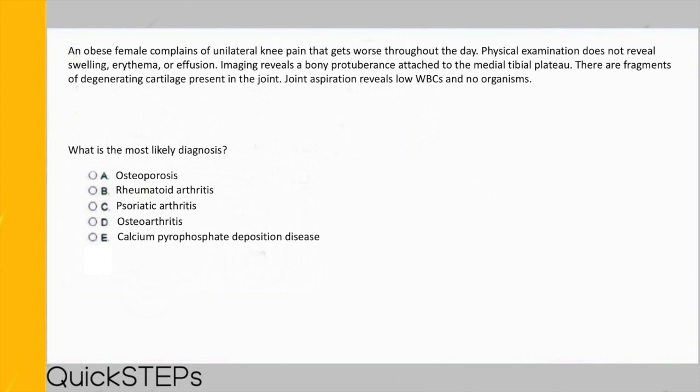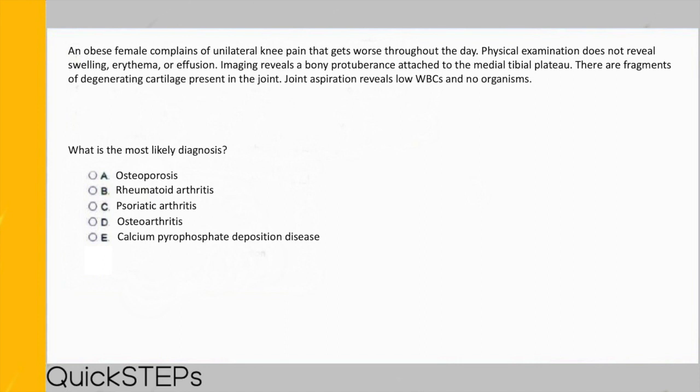What is the bony protuberance called? Well, it's an osteophyte, right? A bony outgrowth or a bony protuberance, especially along joint planes or a joint line, that's an osteophyte. So you have osteophytes and you have fragments of degenerating cartilage that's present in the joint. So what is that usually a hallmark for? So we have asymmetry, non-inflammatory, with osteophytes and degenerating cartilage within the joint. There's no organisms, or low WBCs on the aspiration.